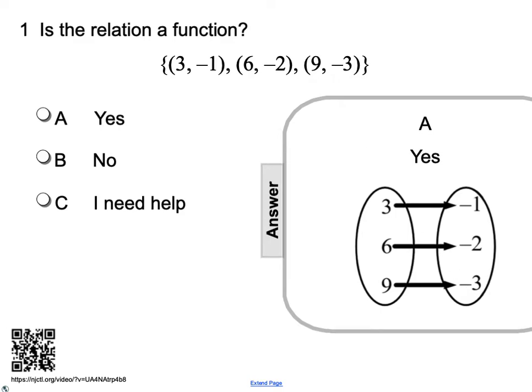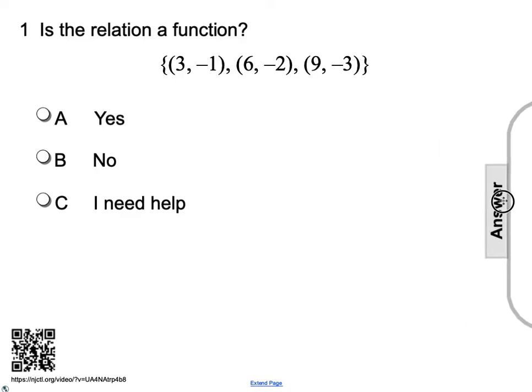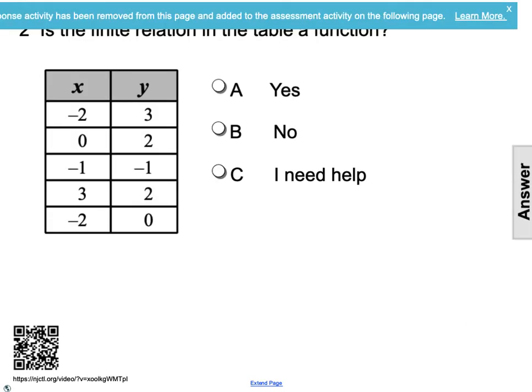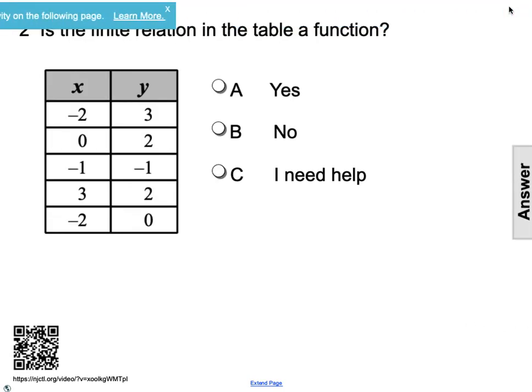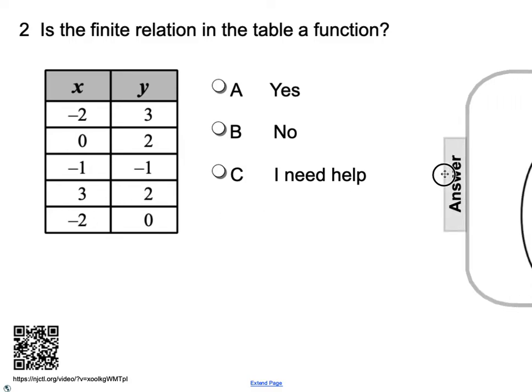All right, let's take a look at the next example. Again, let's pause the video real quick and see if we can answer this question. Is the finite relation in the table a function? Yes, no, or I need help? We have (-2, 3), (0, 2), (-1, -1), (3, 2), and (-2, 0). So let's see the answer.